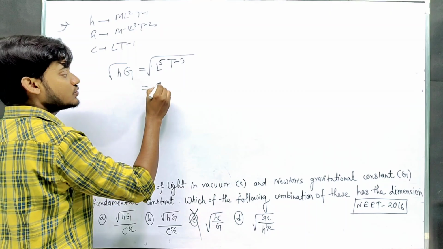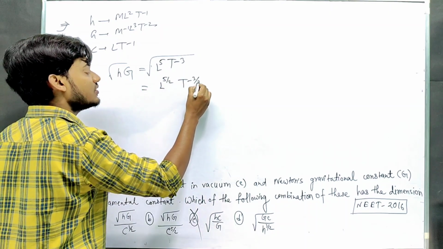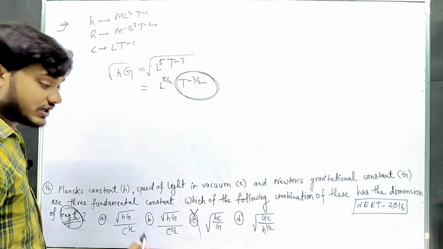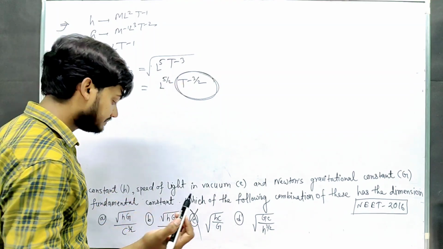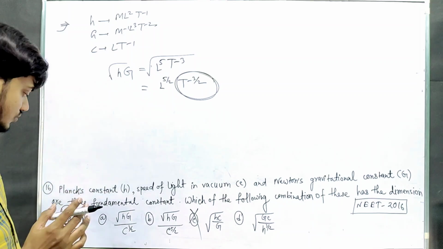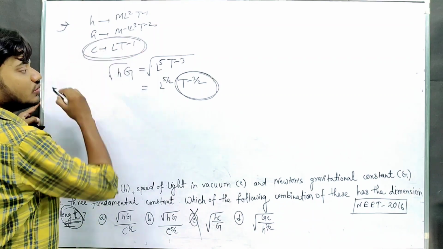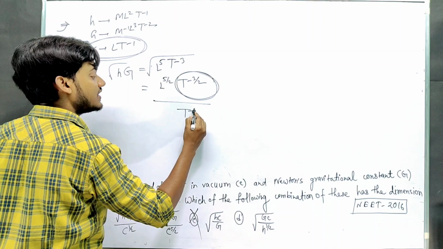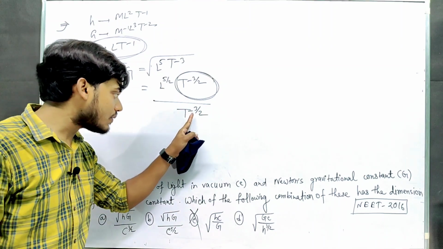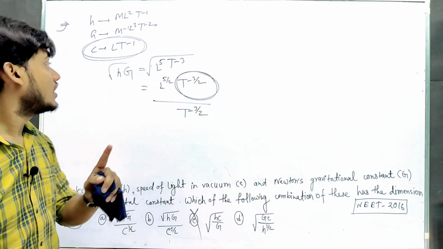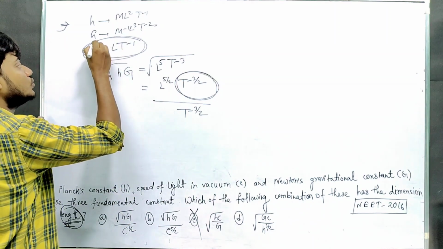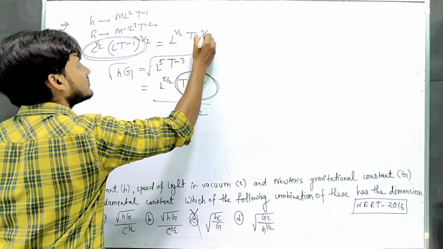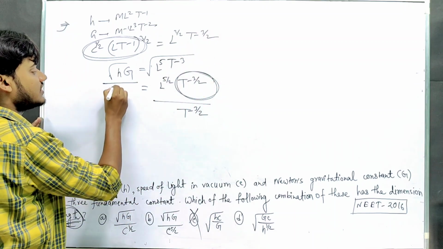Root means power half, so L to the power 5 by 2, T to the power minus 3 by 2. Now we have to cancel out this T inverse 3 by 2. Why? Because we need the dimension of length, so time has to be removed. So what do we have to do? Think. So c is L T inverse, so T must be T inverse 3/2 here. If the power is minus 3/2, only then T will cancel out. So when is it minus 3/2? I have to do c to the power 3/2. So L 3/2, T inverse 3/2.